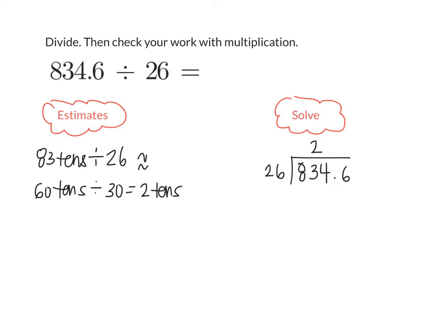Okay, then we have to multiply. What numbers are we multiplying? 26 times 2. 6 times 2 is 12. 2 times 2 is 4. Plus 1 is 5. So we're going to try 52 here. Okay, 3 minus 2 is 1. And 8 minus 5 is 3. So I have a remainder of 31.